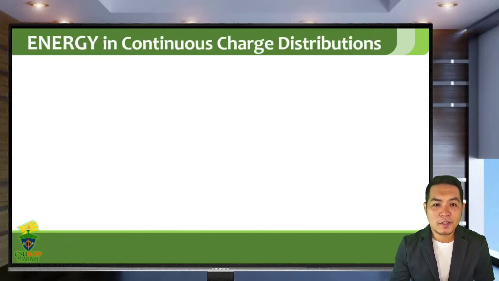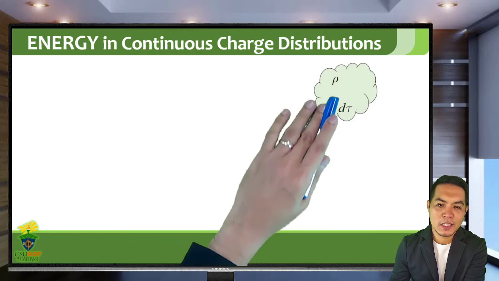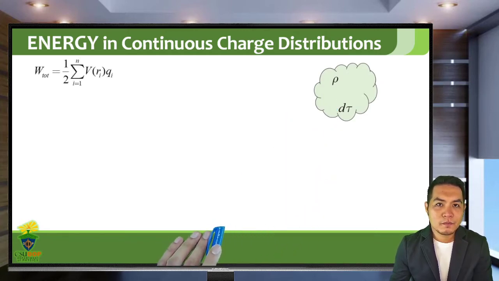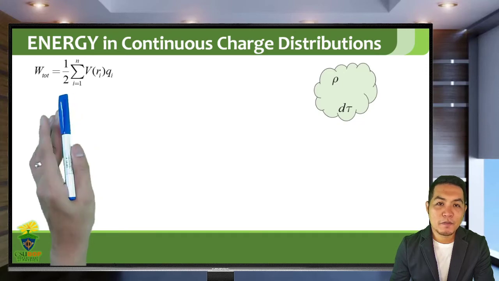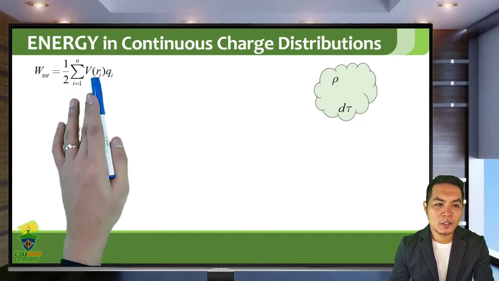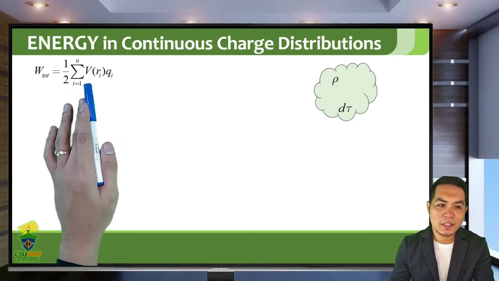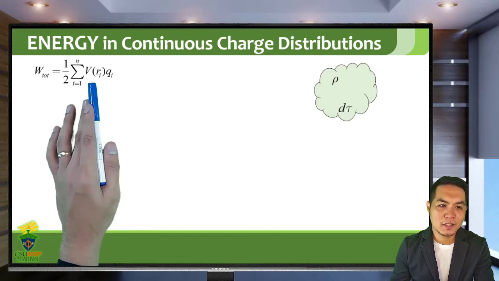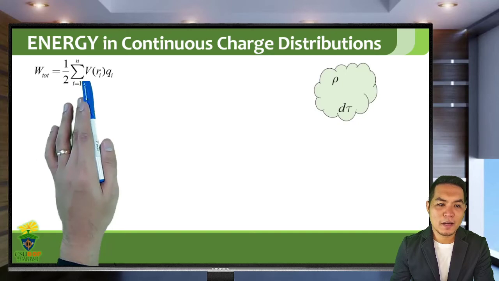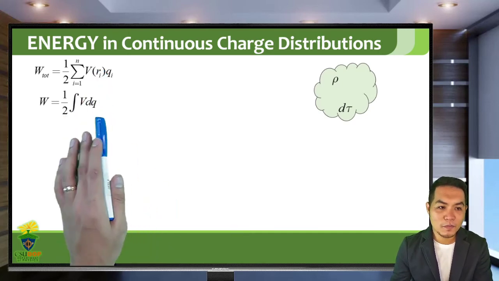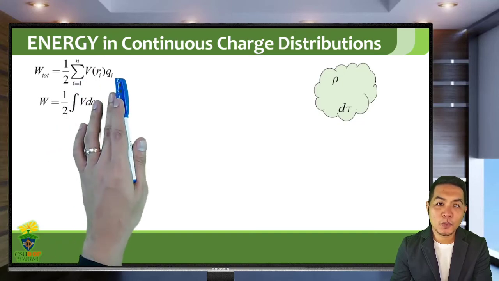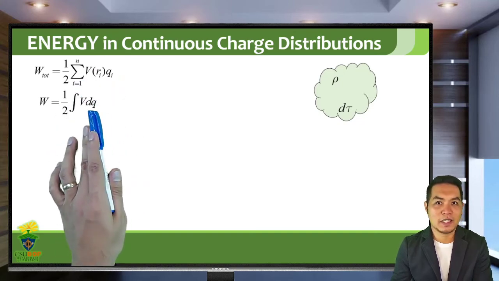So let's now go to continuous charge distributions. Suppose you have a continuous volume charge distribution, for example, in a volume d tau, and we can just use an analogy. We have derived this in the previous slides: the total work done in bringing a system of discrete charges Q sub i is given by 1/2 summation of QV. We can do the same if we convert this into an integral form. It's just 1/2 V, and the summation of Q will just be the integral of dq.